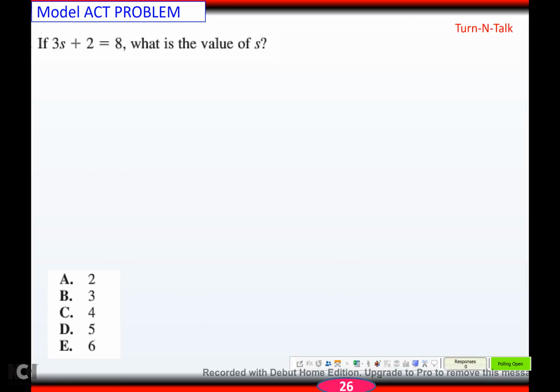Alright, you try this one, hit pause, come back when you're ready. And hopefully you got A. Alright, they want the value of s, which means I'm getting s alone. They're multiplying and adding. I've got to undo the addition first. So minus 2, 3s equals 6. Divide by 3, divide by 3, and s equals 2.